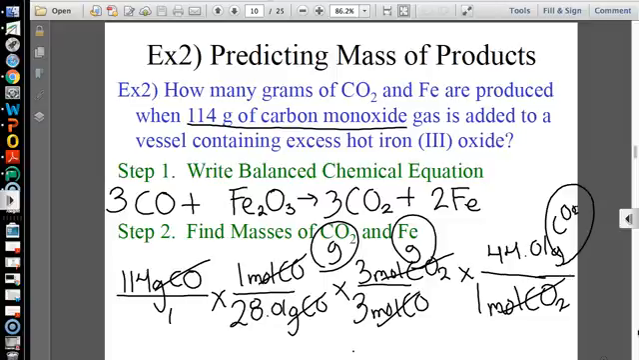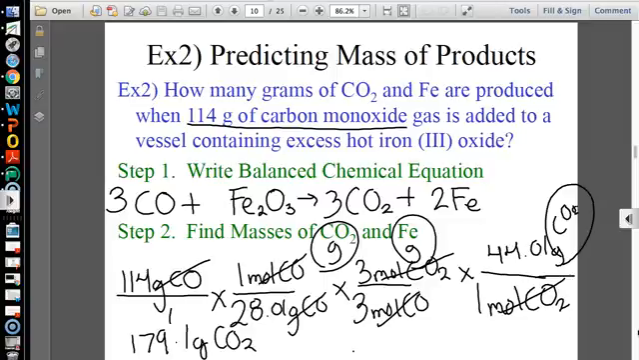And it looks like I get 179.1 grams carbon dioxide. And let's talk through if that makes sense. If I start with 114 grams of carbon monoxide, and for every 3 moles of carbon monoxide I have, I get 3 moles of carbon dioxide.